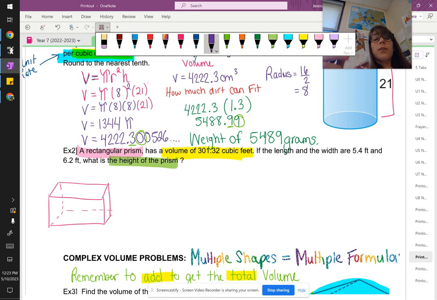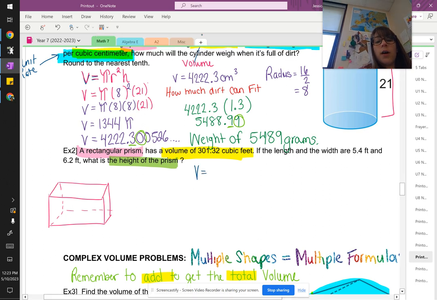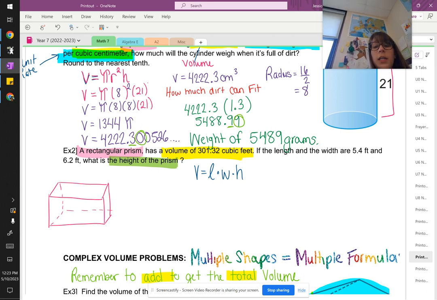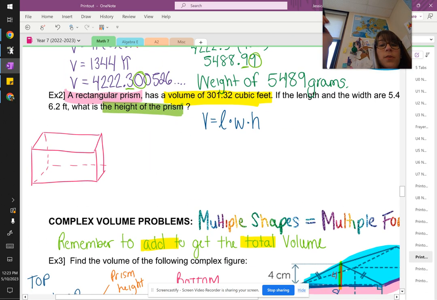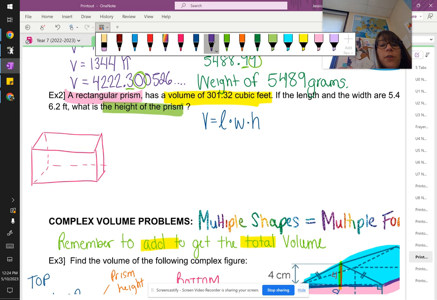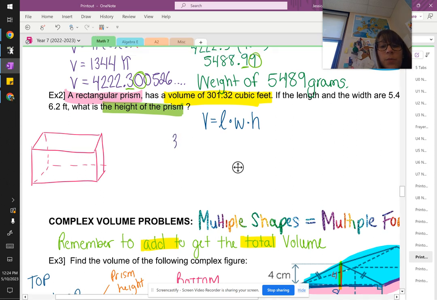Well, thinking about what formula I might want to write down to start with, I'm going to use my length times width times height because that is the formula for a rectangular prism. And now I'm just going to fill some things in. They tell us what our volume is. So in for the V, I'm going to put the 301 and 32 hundredths.